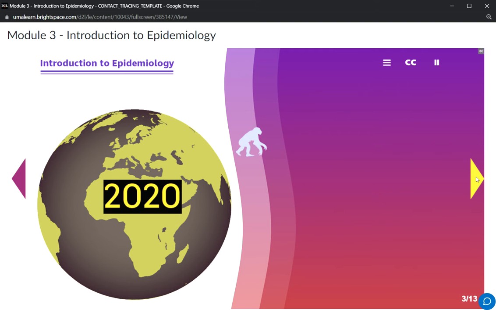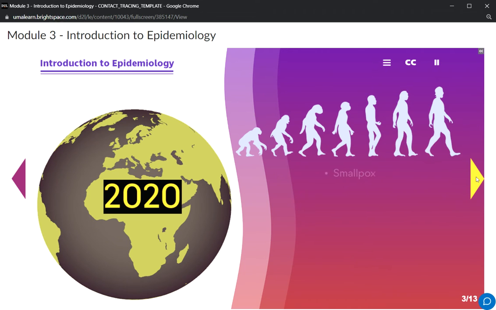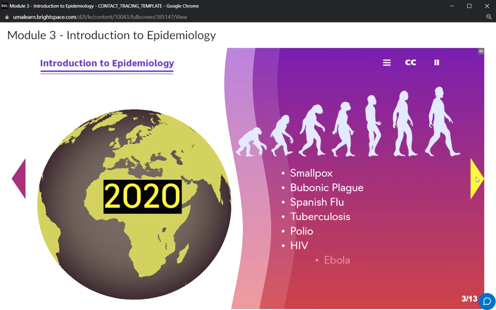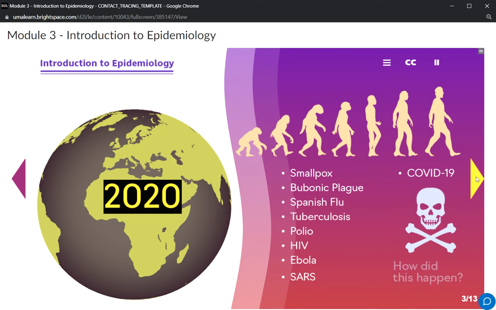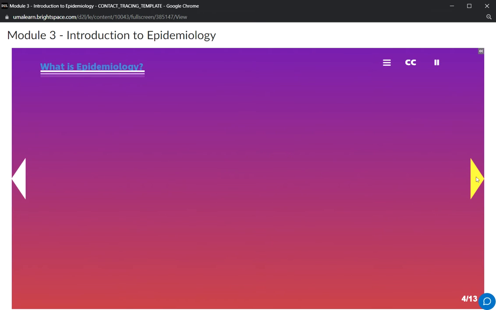This isn't the first time that the world has experienced an outbreak that crossed international borders. Smallpox, bubonic plague, Spanish flu, tuberculosis, polio, HIV, Ebola, and SARS are just a few instances where the world was overcome by a deadly outbreak. COVID-19 is yet another pandemic to take the world by surprise. But how did this happen? Let's take a look at the science of epidemiology.